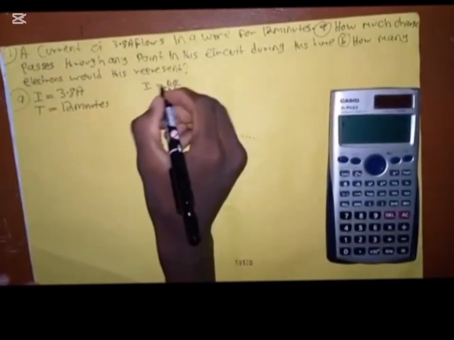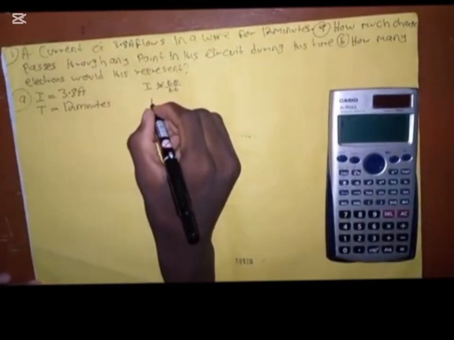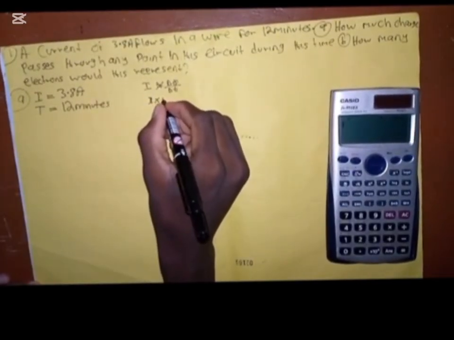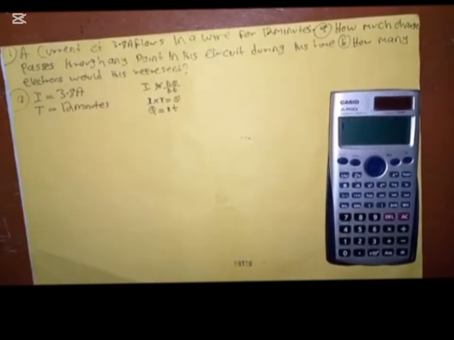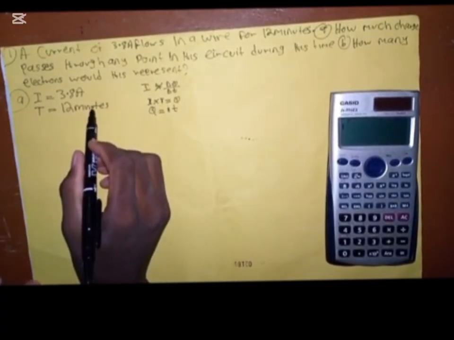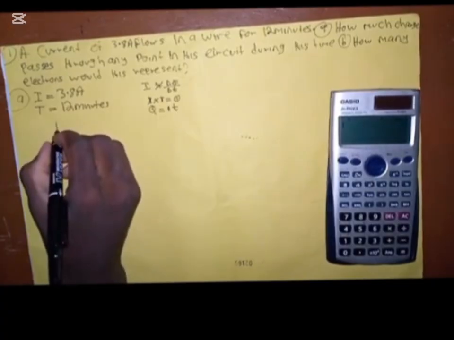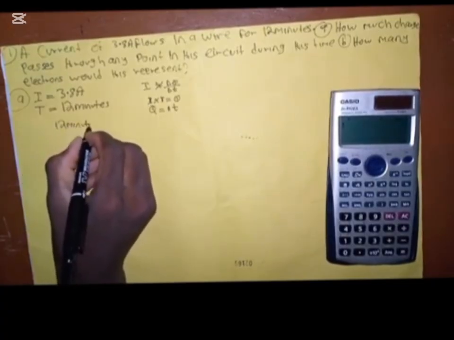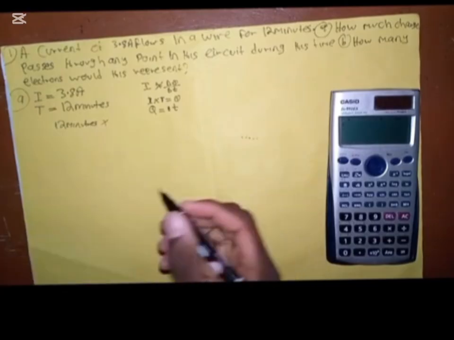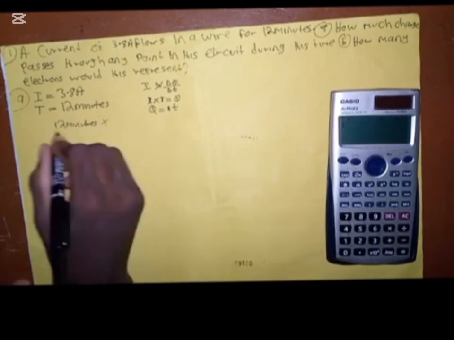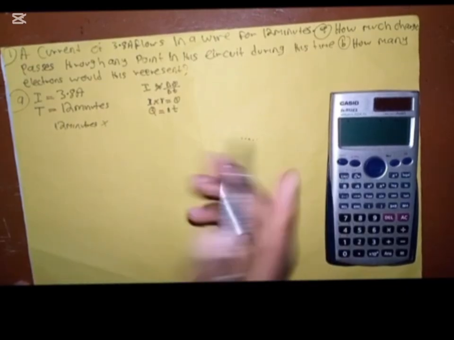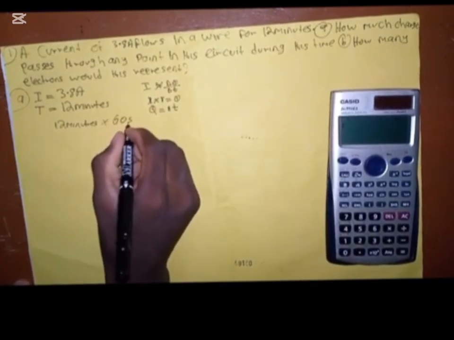So you can just cross multiply: the current times time is equal to charge. So we can say Q is equal to I times T. Before we proceed, we have to convert minutes to seconds. We can say 12 minutes times 60 seconds, because 60 seconds make 1 minute. So we multiply by 60 seconds divided by 1 minute.